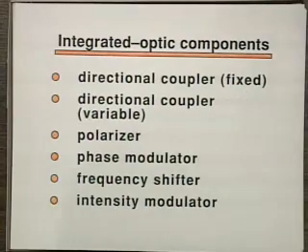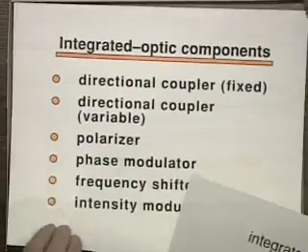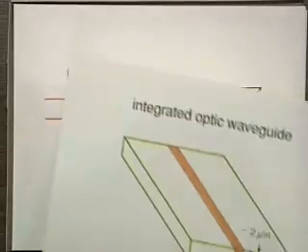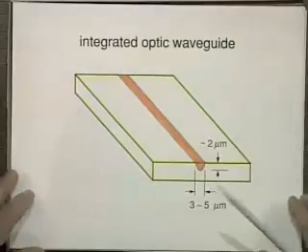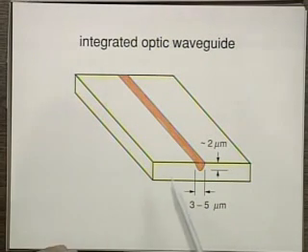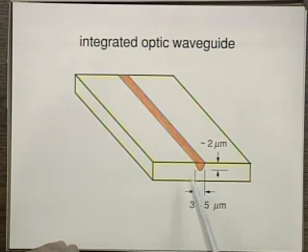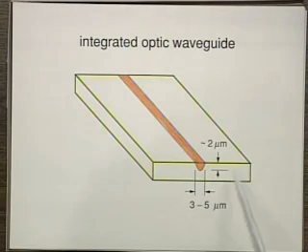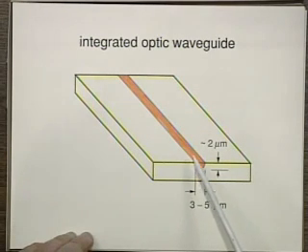And what is integrated optics, first of all? Let me explain to you a little bit about what an integrated optic waveguide is. So in this case, it's not a fiber, but basically, let's say you start with some material like glass, and then you indiffuse some impurity that raises the index.